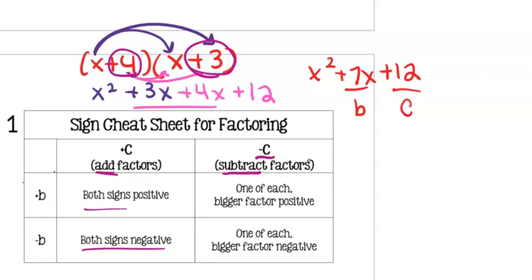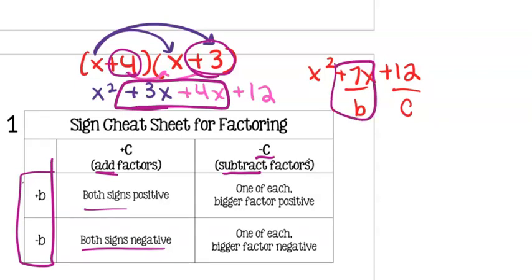What those signs would be is based off of your B value. So if you remember, the middle two terms were what created the B value, and they were created by adding. So if B is positive and C is positive, then both of your signs will be positive. So when you have a positive C, the B value tells you the signs of your factors. If C is negative, then your signs need to be different, and the B value tells you which one gets the negative. So the sign of the B will go with the largest factor.